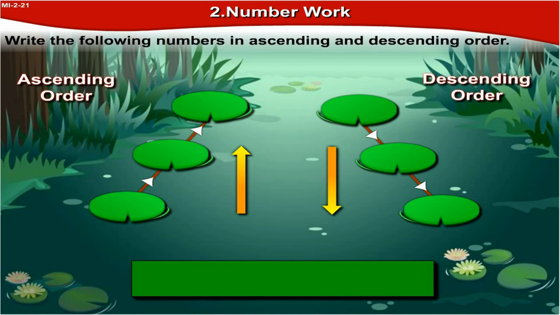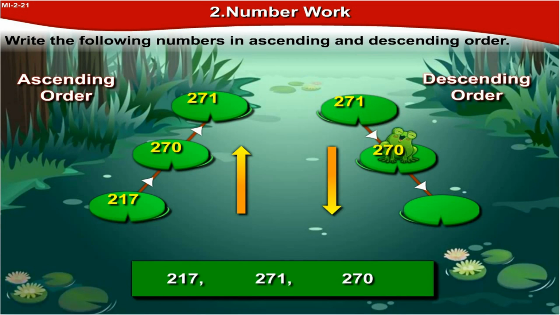Now let us see the next set of numbers. 217, 271, 270. The smallest number is 217 and the biggest number is 271. So the ascending order would be 217, 270, 271. Now the descending order, which starts with the biggest number and ends with the smallest number, would be 271, 270, 217.